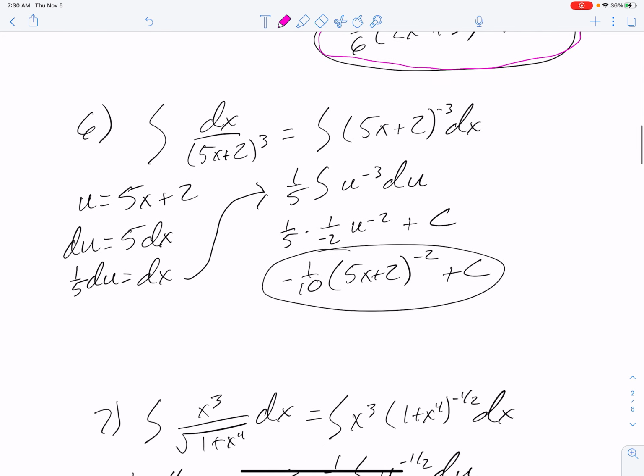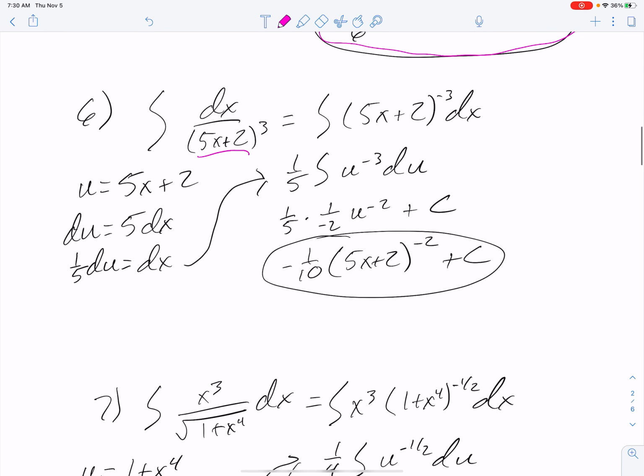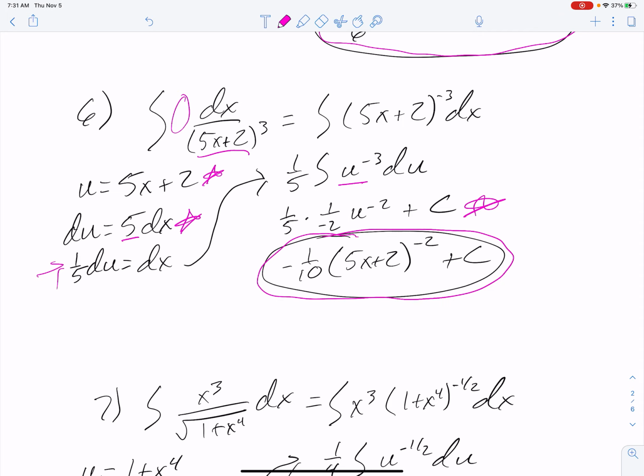Number 6 is a lot like 1 and 4. I do see a function in a function, and the fact that I don't see any other variables anywhere else in this problem tells me that I do have the derivative of 5x plus 2 because the derivative of 5x plus 2 wouldn't have a variable. Pick my u value, find my derivative. I don't have the coefficient 5 in the problem, so I'll divide by 5 on both sides. Substitute my u value back in, find my antiderivative, and then substitute back in the 5x plus 2.